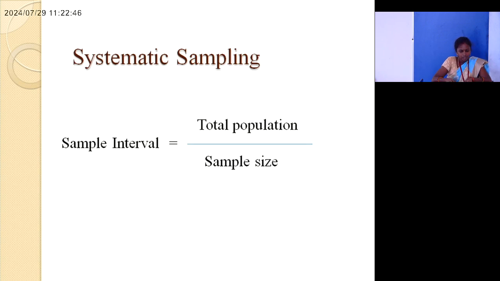Third one is systematic random sampling. In the systematic random sampling method, the items are selected from the target population by selecting a random selection point and selecting the other items after a fixed sample interval. It is calculated by dividing the total population size by the desired sample size.